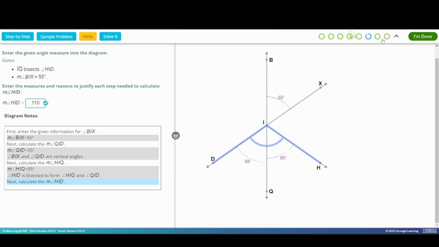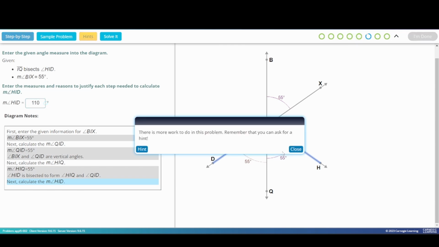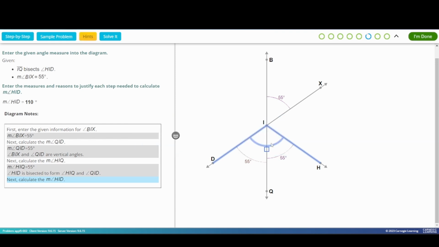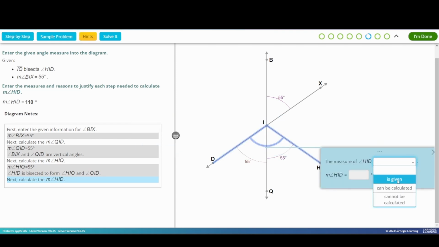Nice. Oh, we're close. We're not quite there yet. Looks like I might have to do another one. Nope, there's more work. Okay, I forgot to do this one. And that is that together, that's right. This can be calculated, and that's our 110. I got ahead of myself. I did it over on the other side.